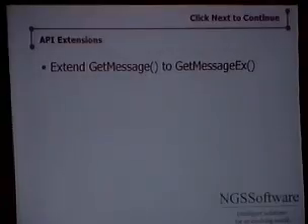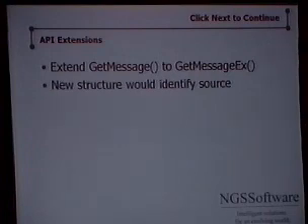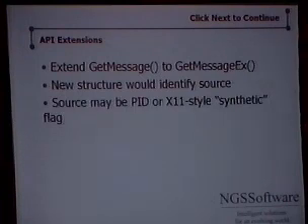You could extend getMessage to getMessageEx. The Win32 API has a very long history of being extended through these Ex functions. The new structure would contain source information about the message, which might be a process ID, or just a flag saying whether it's synthetic or from the server. Whichever way it would be implemented, it would then be up to the application to decide what to do with those messages, because it's got the information to decide where that message came from.